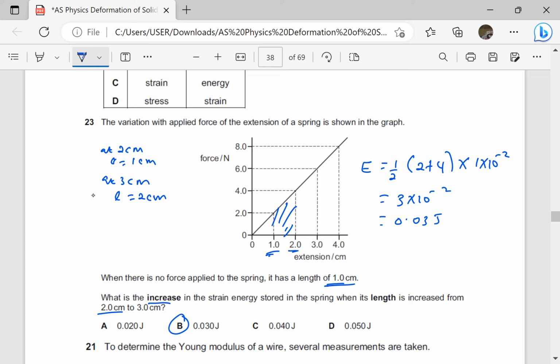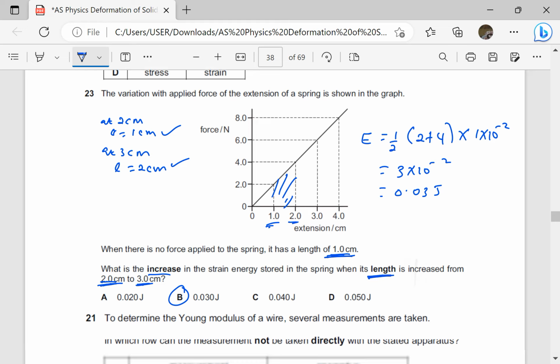Note very carefully that I couldn't use 2 centimeters and 3 centimeters because these are length. The examiner makes the word length bold. And this is a graph of extension. So I needed to first find the extension. When the length is 2 centimeters, the extension is 2 minus original length. When the length is 3 centimeters, the extension is 3 minus original length. So it means the extension changes from 1 centimeter to 2 centimeters.